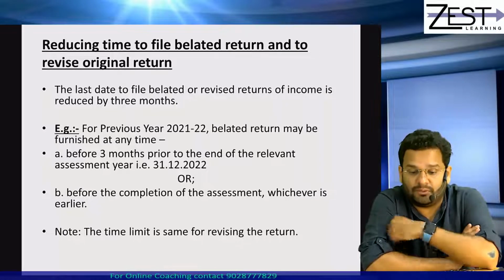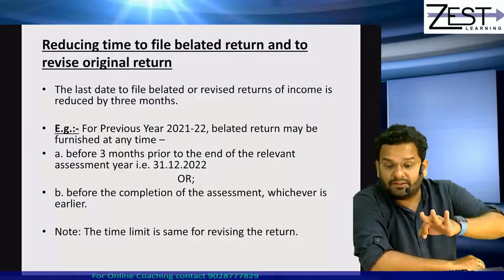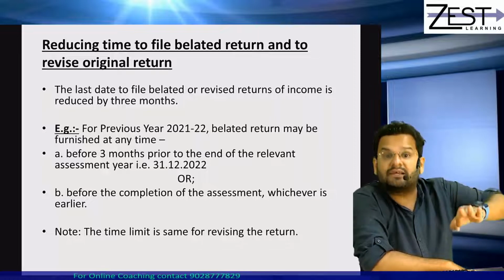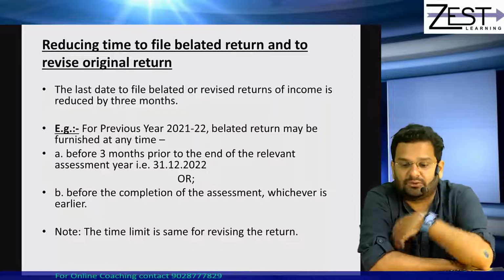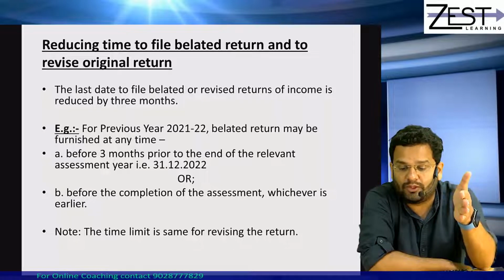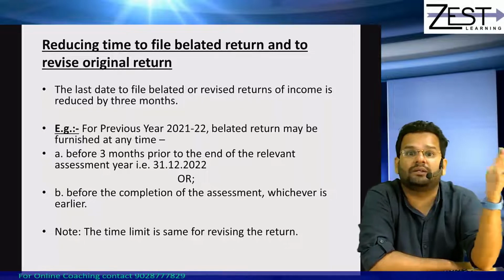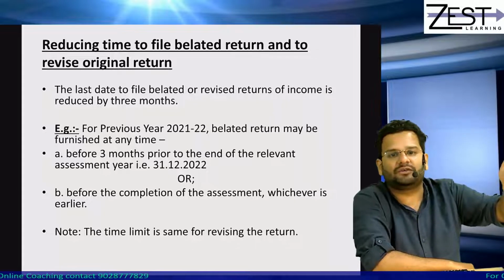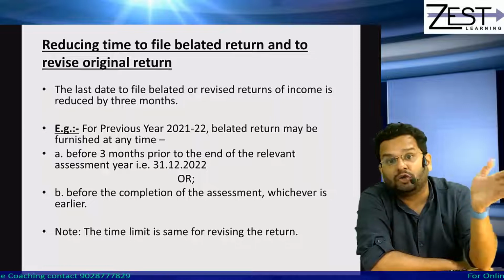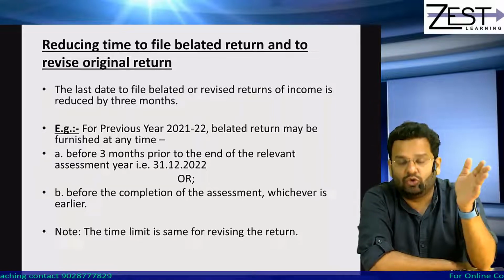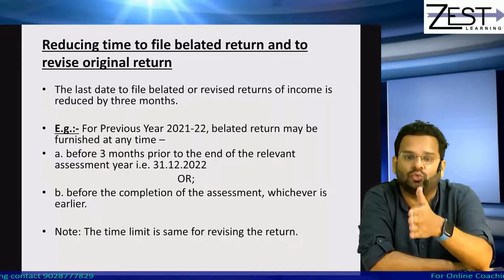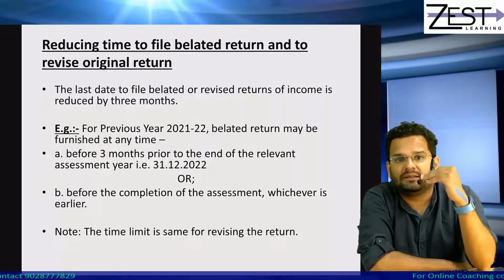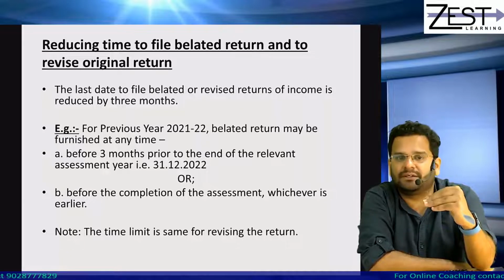Now the last date will be 3 months prior to the end of the relevant AY. Now the relevant AY for 21-22 is 22-23. So 22-23 will end on 31st March 23. Do minus 3 months. You will get 31st December 22. So obviously that is the last date of filing the belated return.